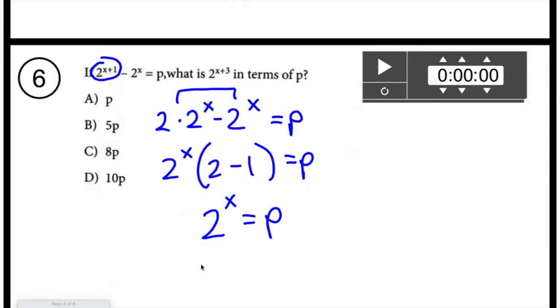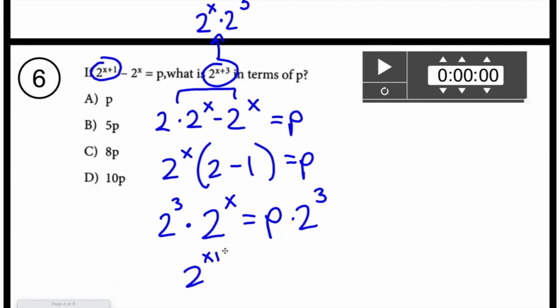Okay. Then if I want to get 2 to the x plus 3, that's like saying 2 to the x times 2 to the third, which means I can just multiply each side by 2 to the third. So then this is 2 to the x plus 3, and this is 8p. That makes sense. Thank you.